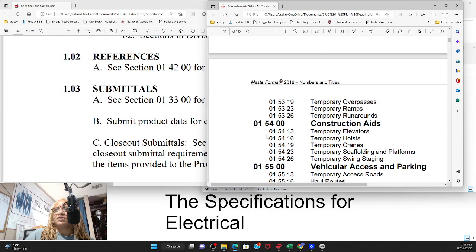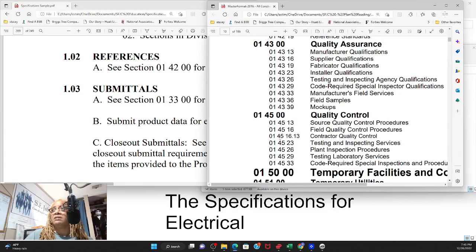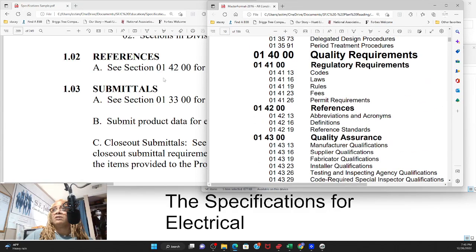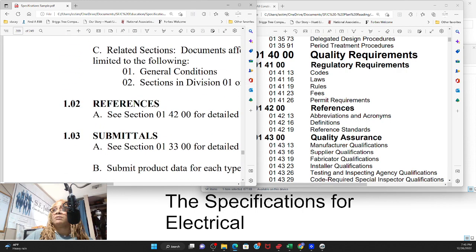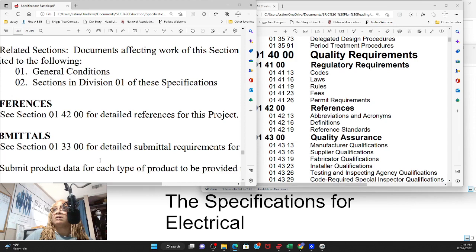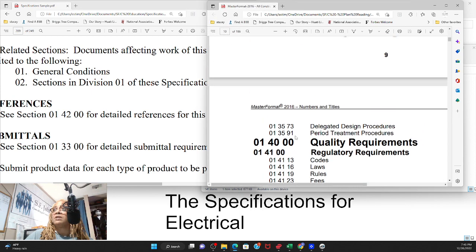And these are things that the GC needs to know, the self performer, because you get messed up if you don't look in here. So 014200, references, abbreviations, definitions. It says look in there for detailed references for the project. And then we're going to look at 013300 for something else.